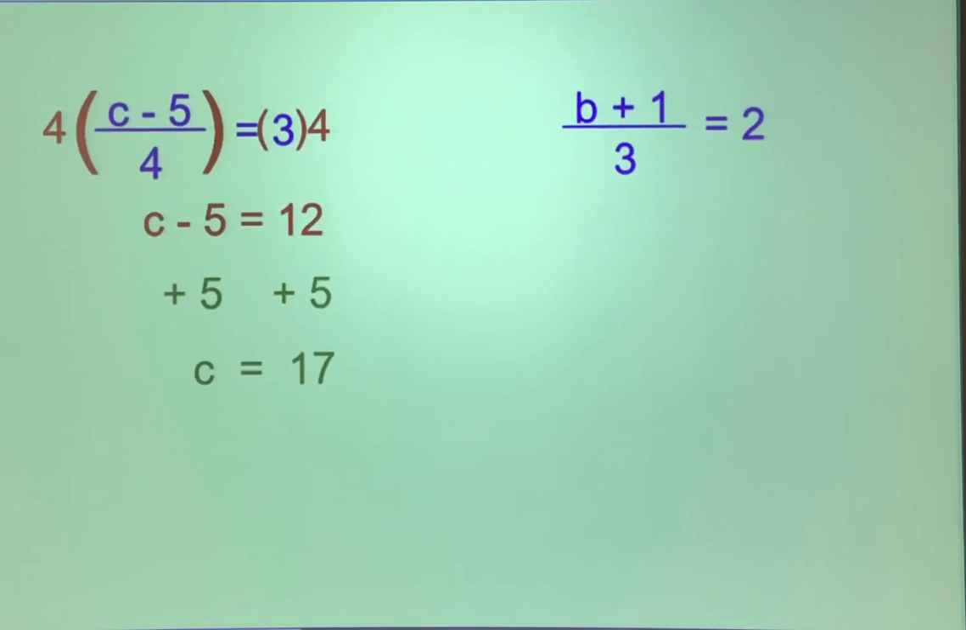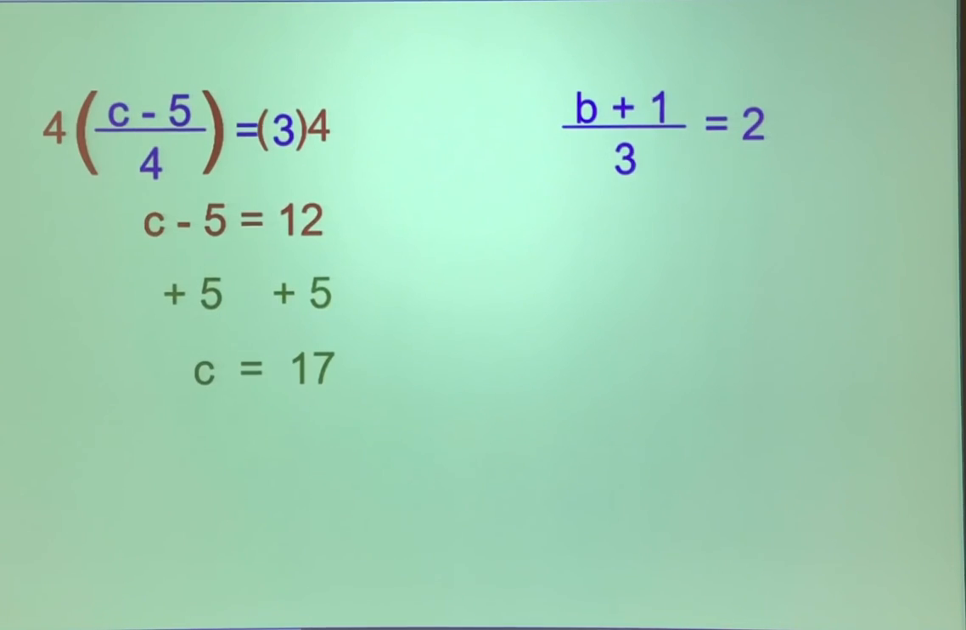If we plug that in to check it, if we plug the 17 in for the c, we would have 17 minus 5, which is 12, and 12 divided by 4, which is 3. And we end up with the true statement, 3 is equal to 3.